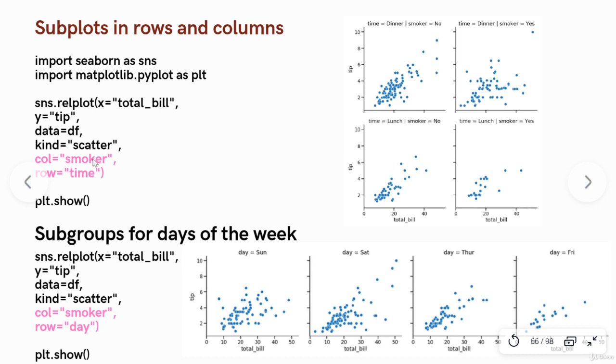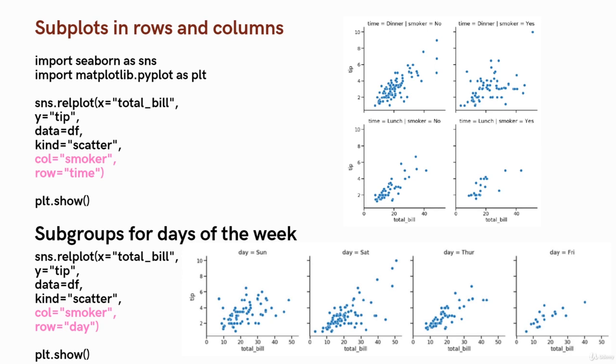And now I'm introducing another variable here, which is column equal to smoker. That means I want to filter my X and Y data with the help of a third variable. And then I have introduced another variable, the fourth variable, which is time. There's another variable, time, in our data set. So row equal to time.